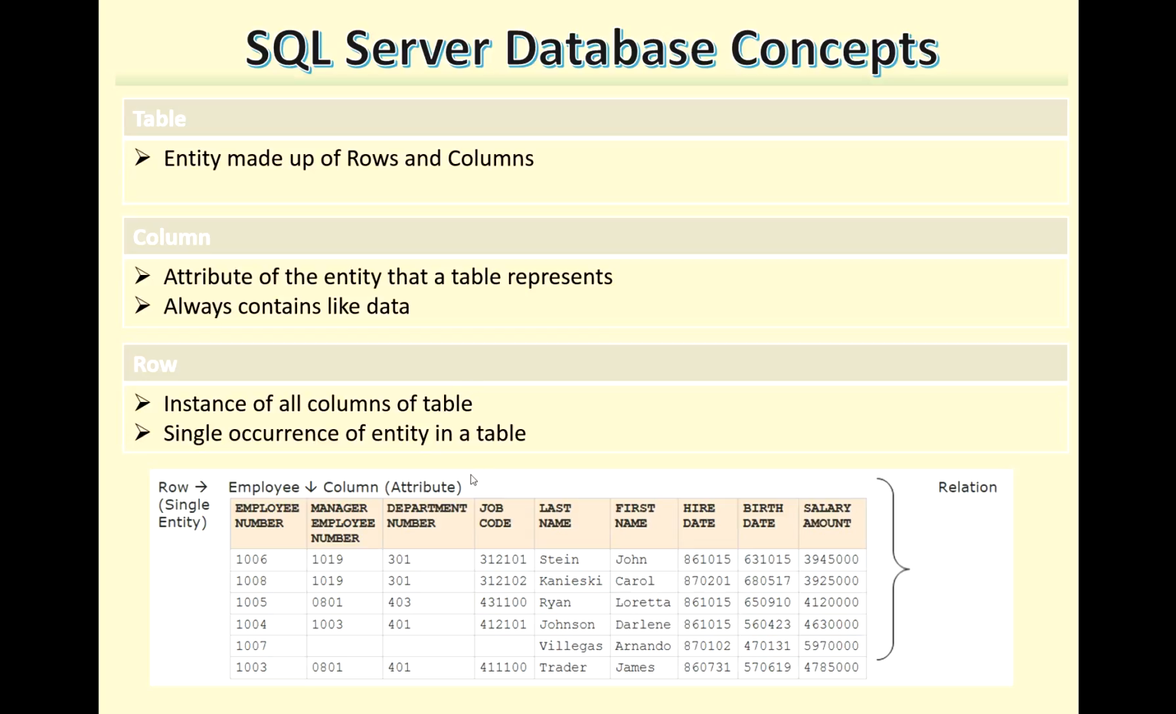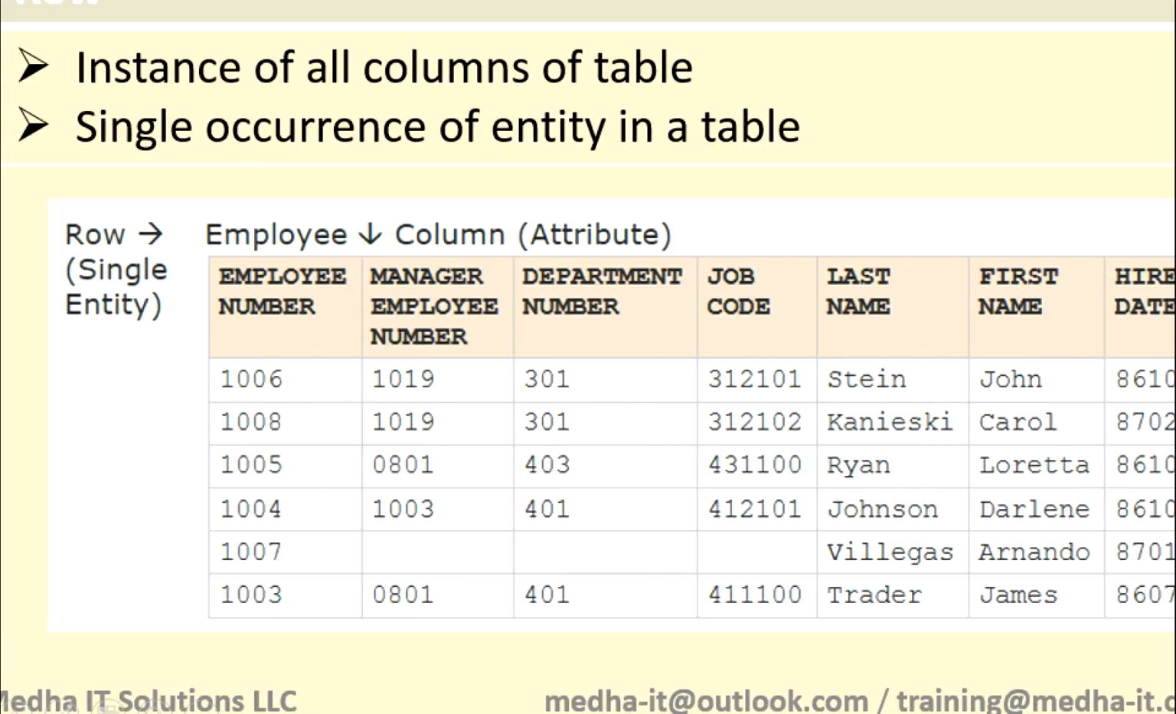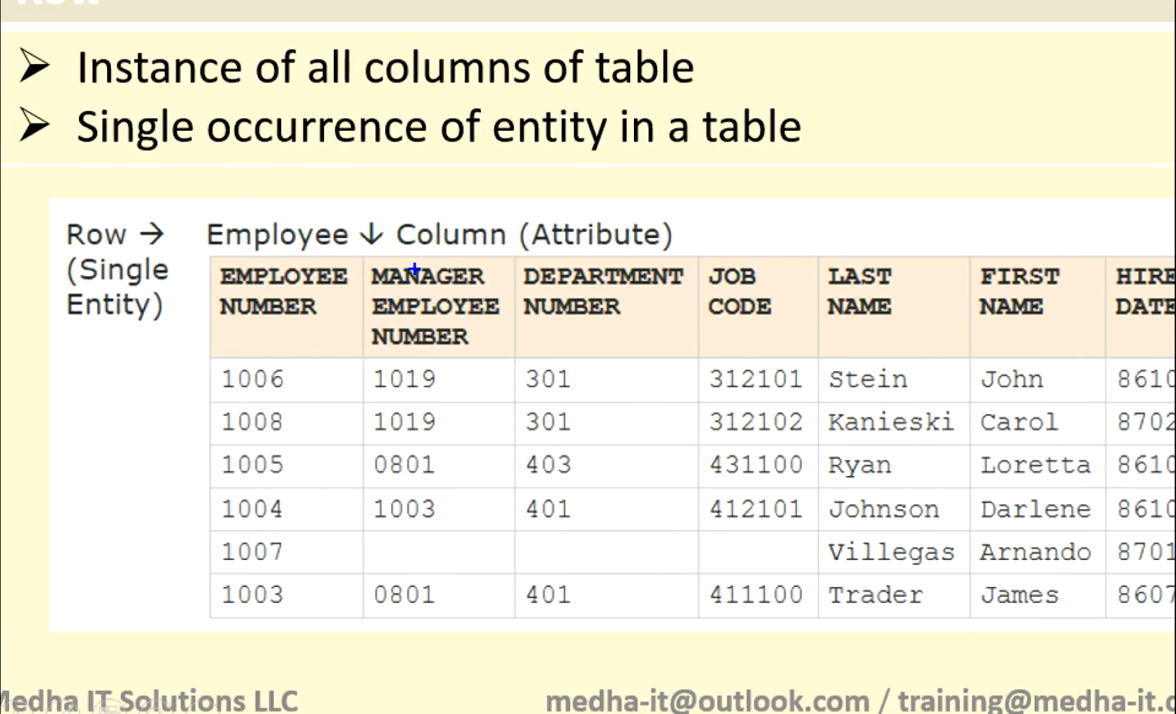For example, in this picture here, you have the employee table, right. Employee is the table, that is an entity, and the columns employee number, employee manager number, department number, job code, last name, all these are the attributes of the employee. So attributes are nothing but columns. So these are all columns, column 1, 2, 3, 4.